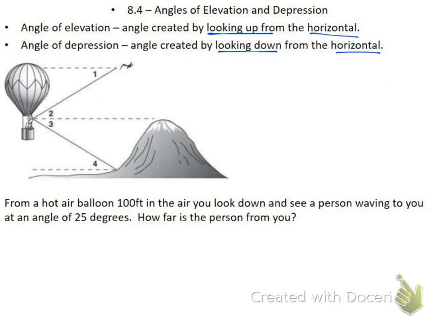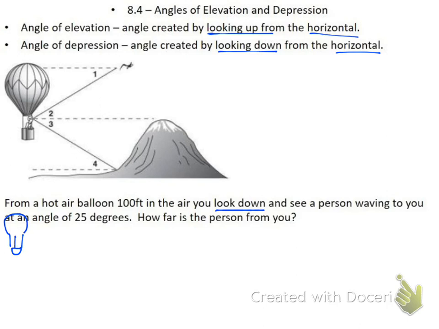And so with this first problem, it says from a hot air balloon 100 feet in the air, you look down and see a person waving at you at an angle of 25 degrees. How far is the person from you? And so whenever you see the word look down, or if we're up in the air looking down at something or anything like that, we have to make sure that we are flipping our triangle upside down. So here's my attempt at drawing a hot air balloon.